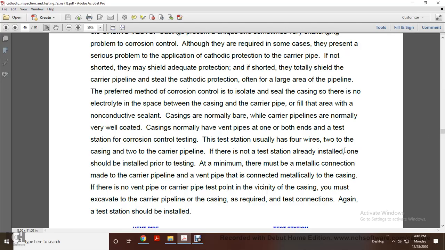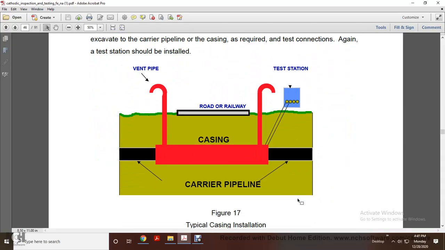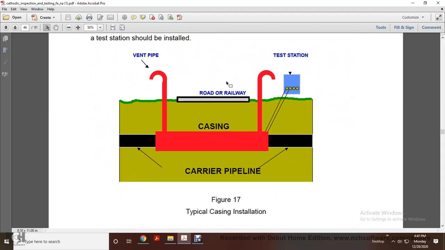If there is no test station already installed, one should be installed prior to testing. At a minimum, there is no metallic connection made to the carrier pipeline, the vent pipe is connected with the metallic casing, and there is no vent pipe or carrier test point in the vicinity of the casing. You must excavate the carrier pipeline or casing as required for the testing connection. Again, a test station should be installed. Figure 17 shows the testing, casing installation, road and roadway, casing, vent pipe, test station, casing, and carrier pipeline.